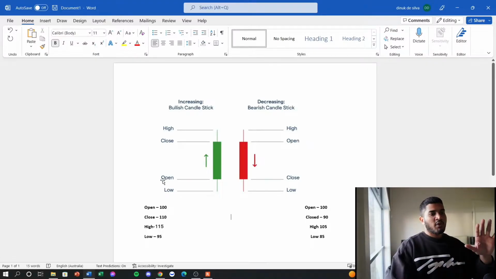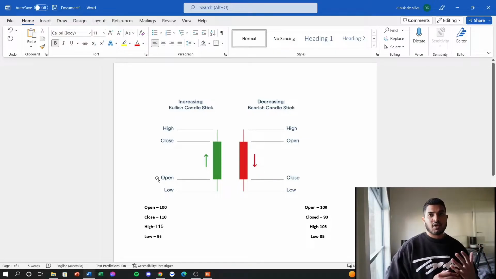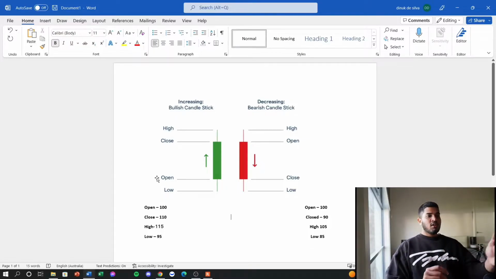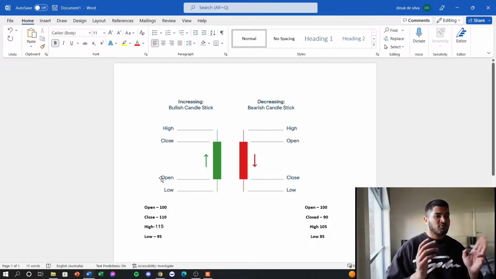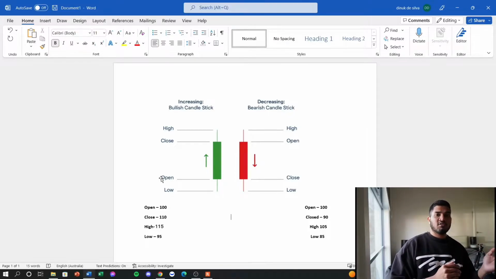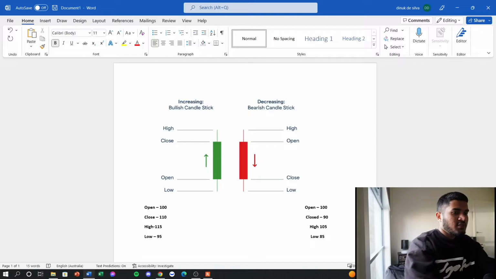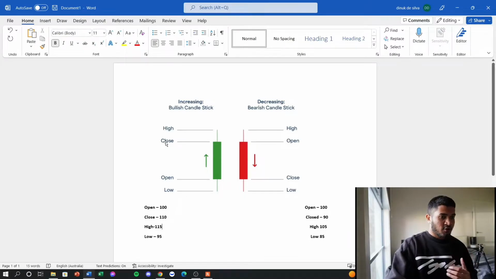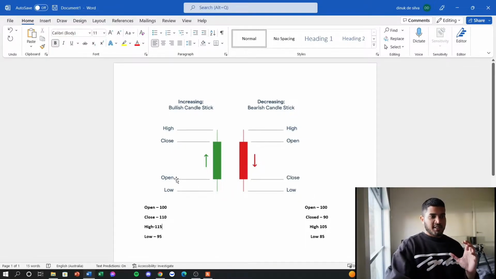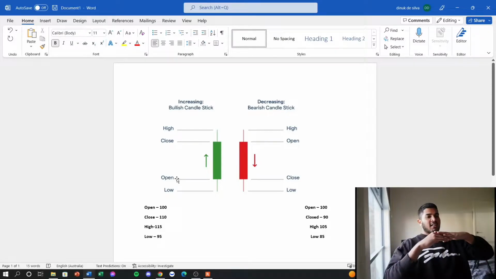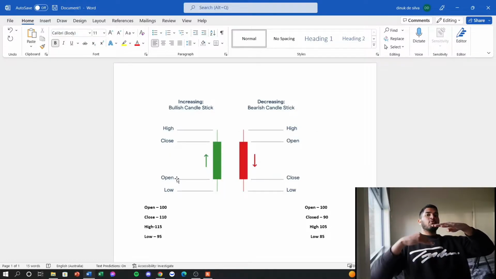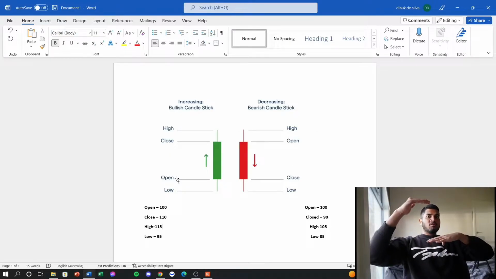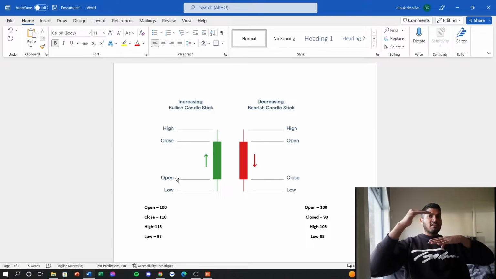So starting with open. Open means the place where the candle opened for the day. So we can see here that open is 100. That means the stock or the crypto, whatever you want to trade, opened the day at $100. It rallied all the way up to 115 and it closed, that means it closed for the day at 110. What does low mean? It opened at 110, went down to 95, and then it went all the way up to 115, but then it closed at 110.